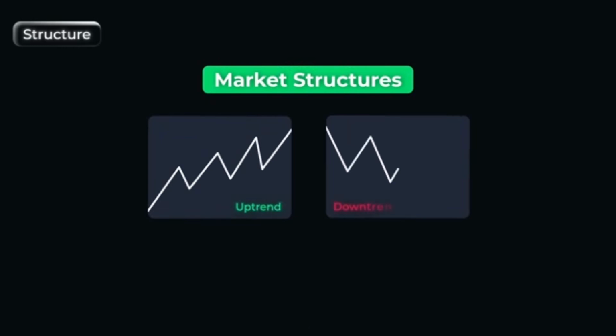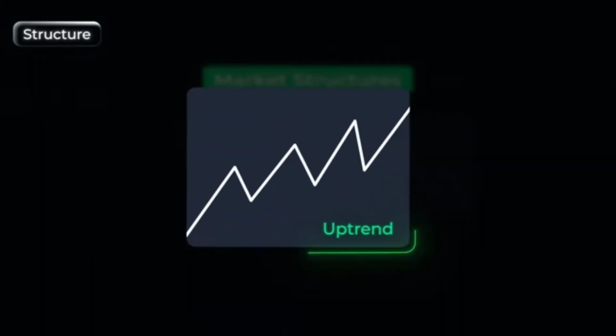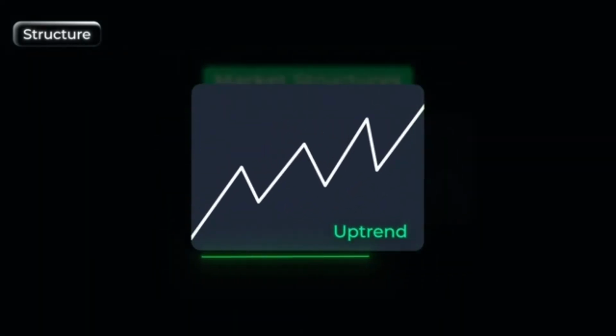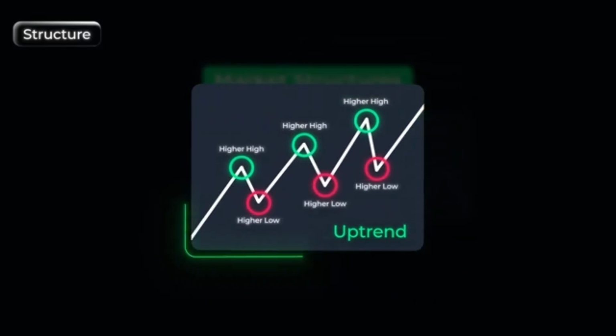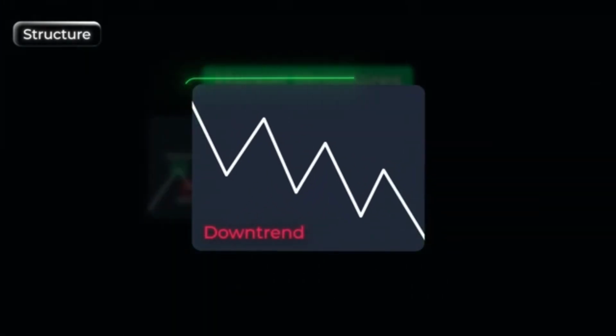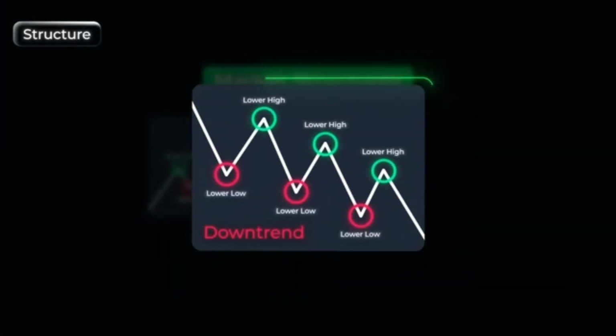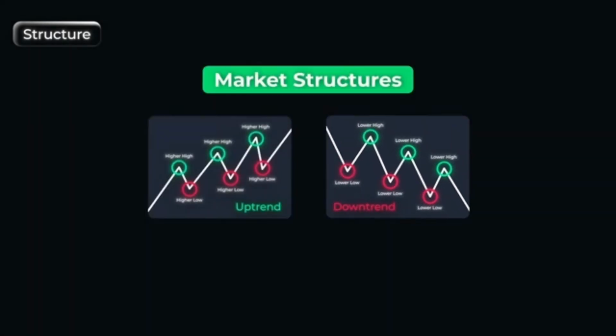Identifying the structure of a market is quite simple. In an uptrend structure, you will see price forming higher highs and higher lows. And in a downtrend structure, you will see price forming lower highs and lower lows. So let's look at a real example of this.